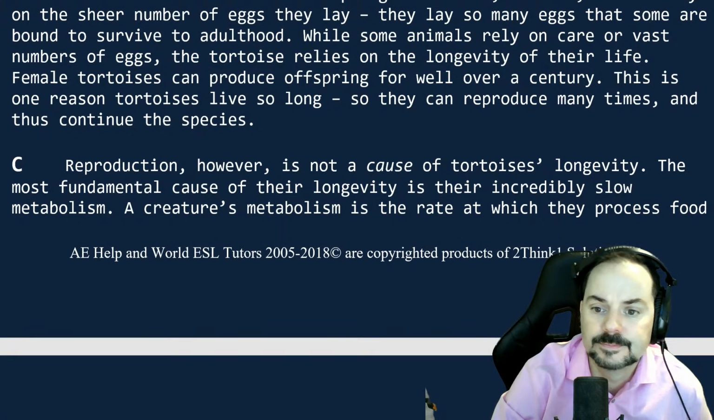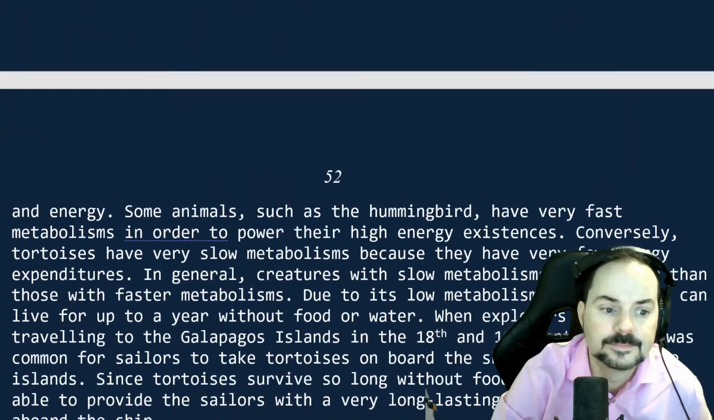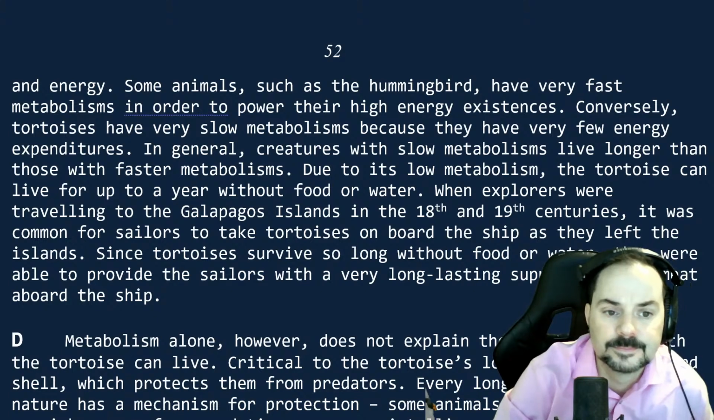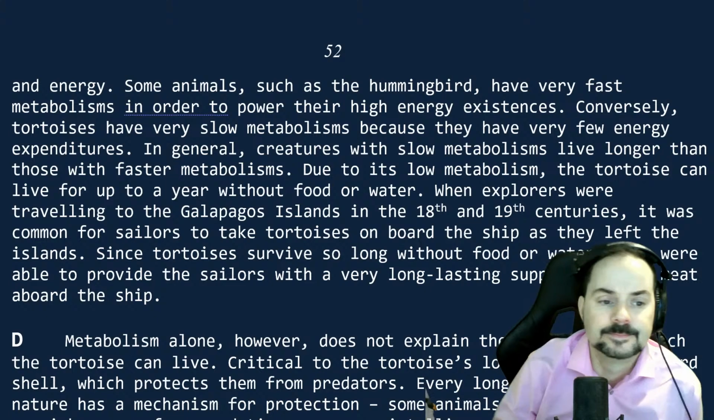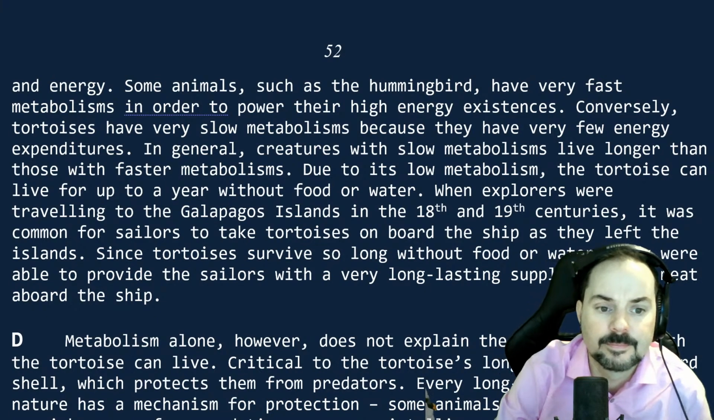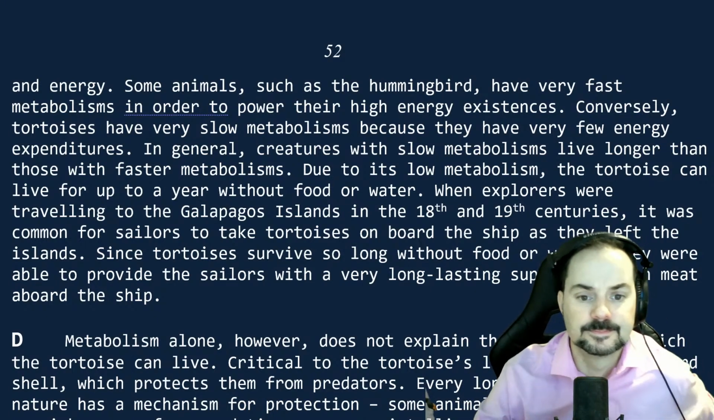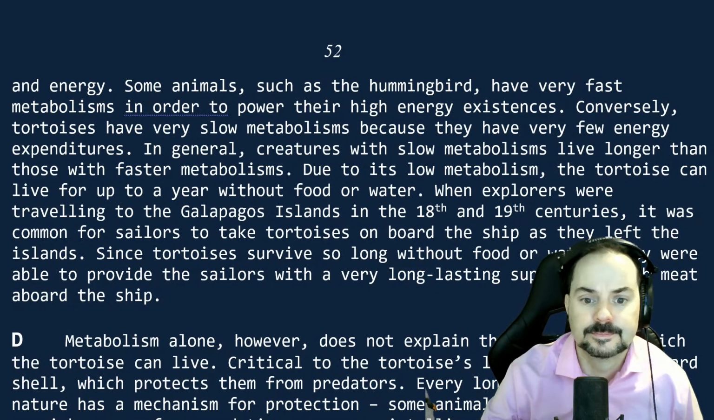Reproduction, however, is not a cause of tortoises' longevity. The most fundamental cause of their longevity is their incredibly slow metabolism. A creature's metabolism is the rate at which they process food and energy. Some animals, such as the hummingbird, have very fast metabolisms in order to power their high-energy existences. Conversely, tortoises have very slow metabolisms because they have very few energy expenditures. In general, creatures with slow metabolisms live longer than those with faster metabolisms. Due to its low metabolism, the tortoise can live for up to a year without food or water.